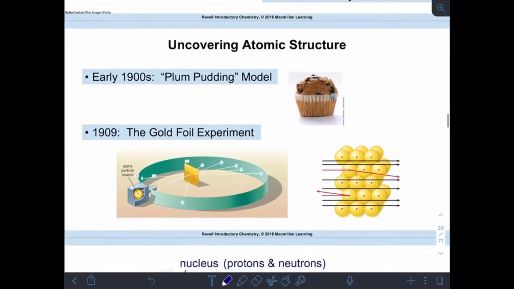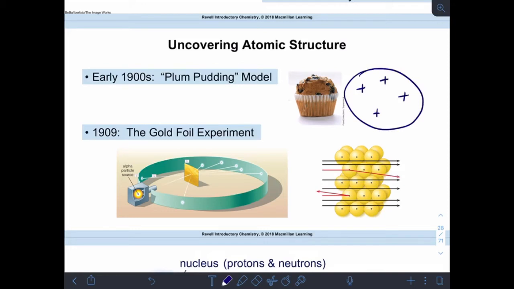Then in the early 1900s, they have what's called the plum pudding model. In the plum pudding model, they envisioned that atoms were just spheres of positive charge.